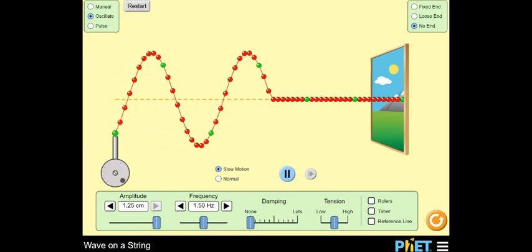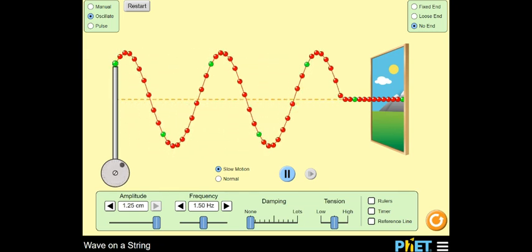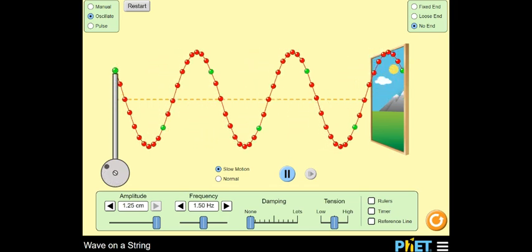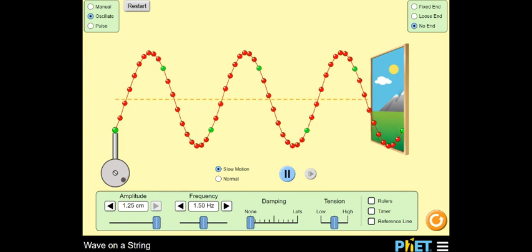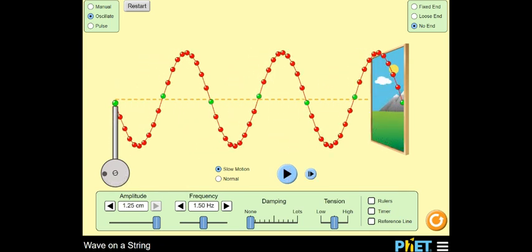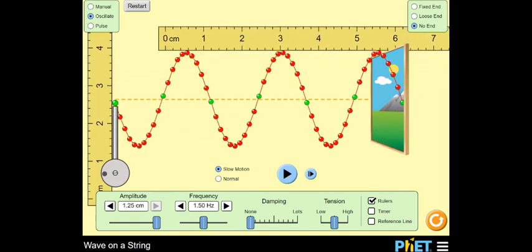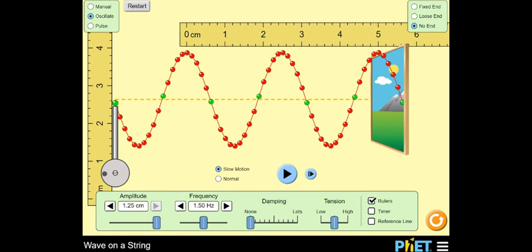So this is known as a periodic wave, or you could look at it as kind of like the simple harmonic motion that you learned earlier. You may notice that it has a certain wavelength. I'll just pause it here. If I pull up my ruler, the wavelength is the distance, say, from one crest to another crest. It's roughly about 2.5 centimeters.